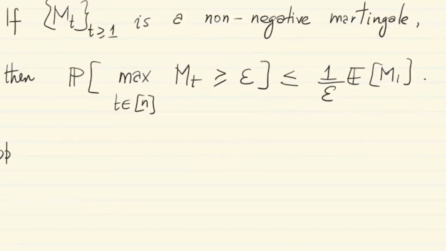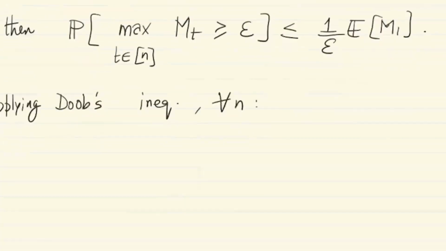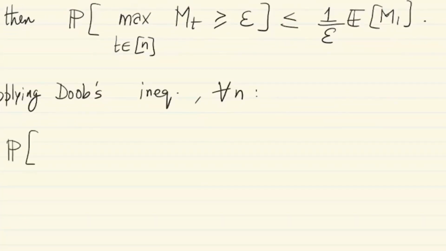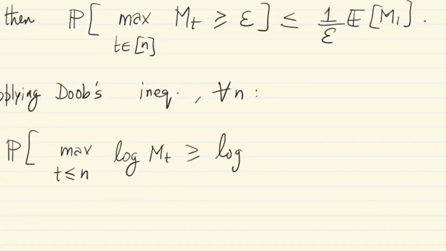So applying Doob's inequality, we get that for any natural number n, the probability that the max over t less than or equal to n of log M_t exceeds log 1 by delta. You can just exponentiate both sides and then you will get 1 over 1 over delta into the expected value of M_1, which is 1. So you finally get delta.